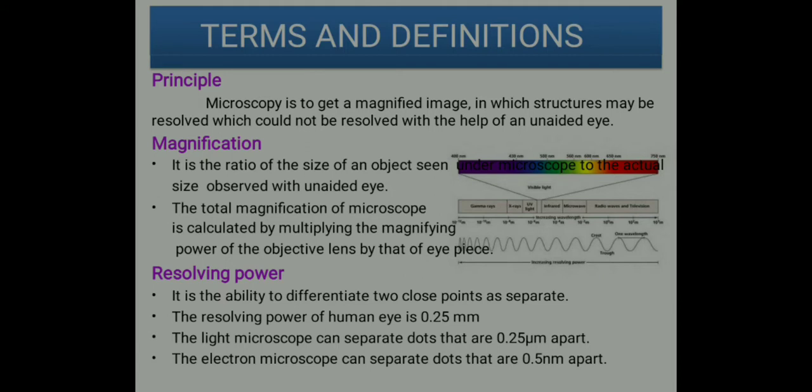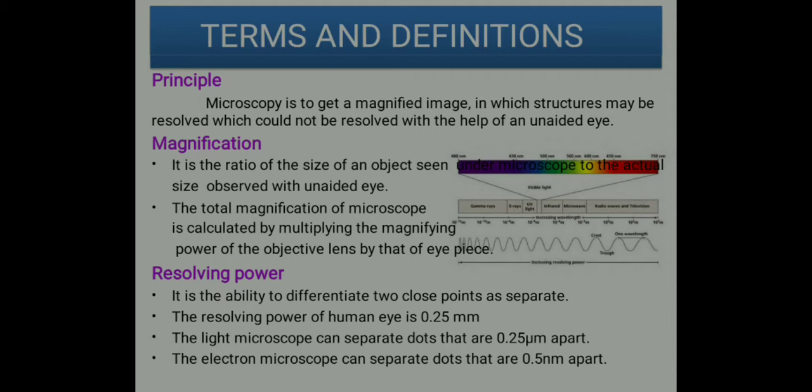Firstly, let us talk about some terms and definitions. Let's talk about the principle. Microscopy is to get a magnified image in which structure may be resolved which could not be resolved with the help of an unaided eye.